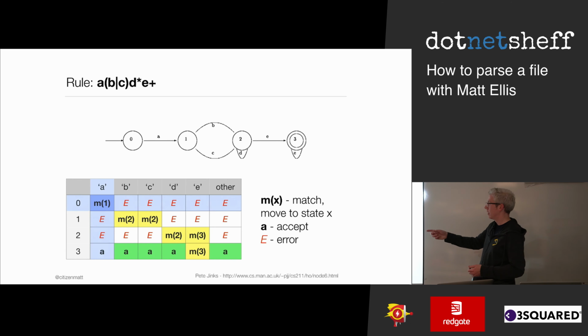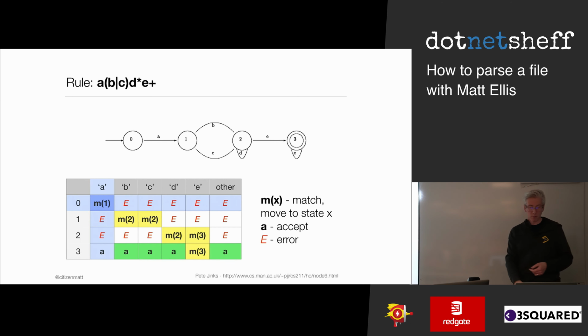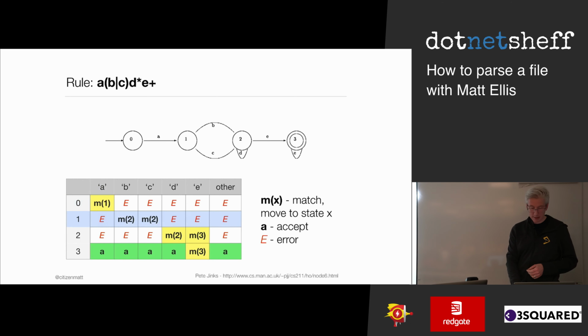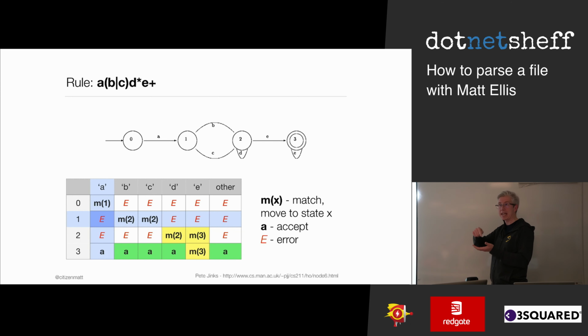We've got a match. And we've got this idea of M1 means we match, and now we can move to a new state, and that can move us to state 1, so we go down a row. And we're in state 1. And if we tried to match an A again now, so if somebody had put A, the second time we try and match an A now, we've got an error. So that doesn't work. So let's say we match B.